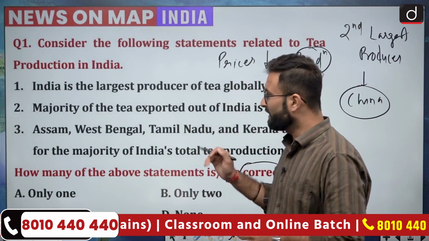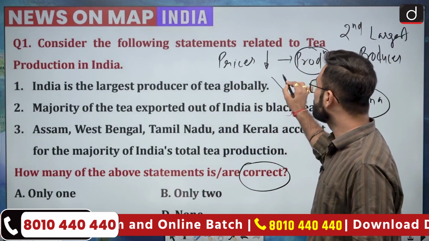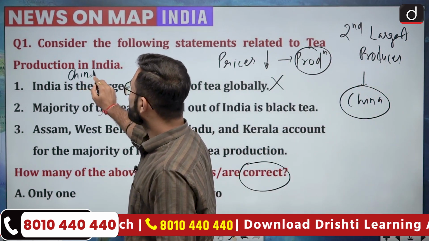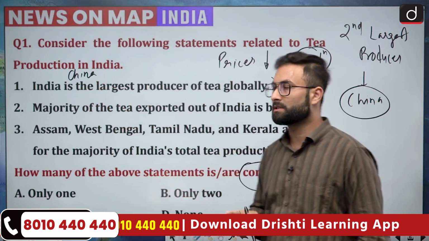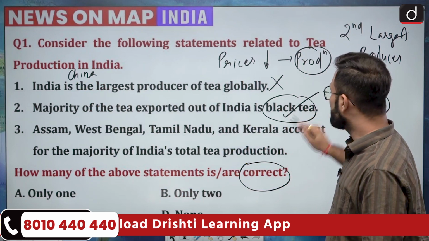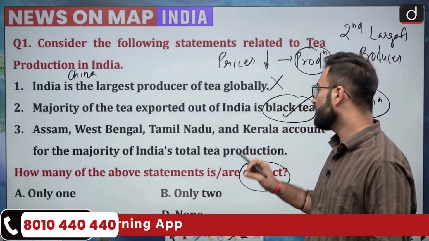Now, statement 1 is: India is the largest producer of tea globally. This is incorrect, because China is the largest producer and India is the second largest producer. Second, the majority of tea exported out of India is black tea. This statement is correct. Assam, West Bengal, Tamil Nadu and Kerala account for the majority of India's total tea production.